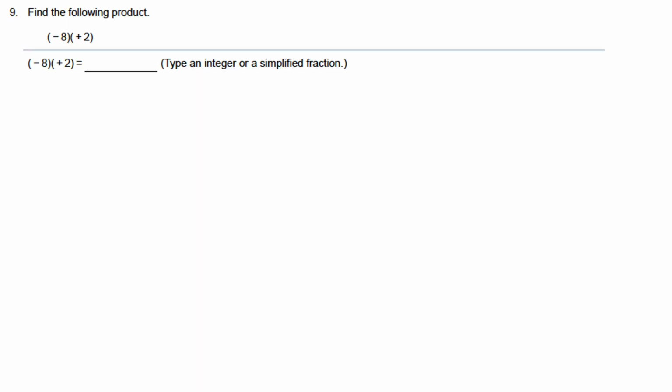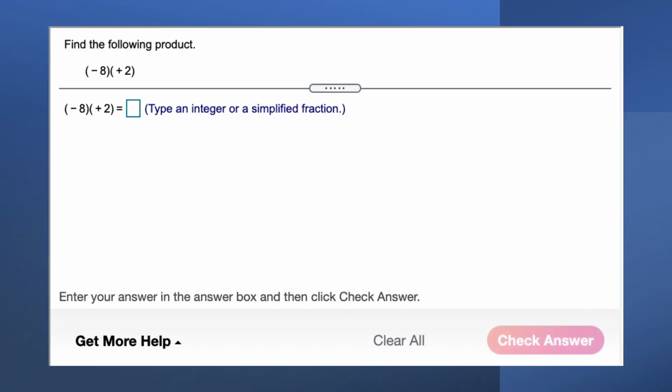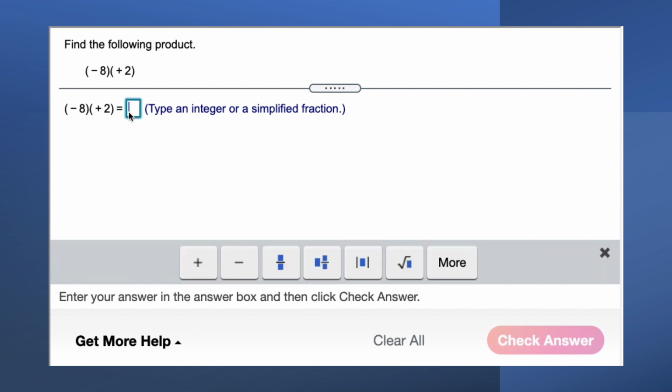Find the following product. Negative 8 times a positive 2. These numbers have opposite signs. The 8 is negative and the 2 is positive. So a negative times a positive is a negative. I know my answer is going to be negative, and 8 times 2 is 16. So my answer is negative 16. When we go to my math lab, we'll type in a negative 16. The negative sign and then 16.